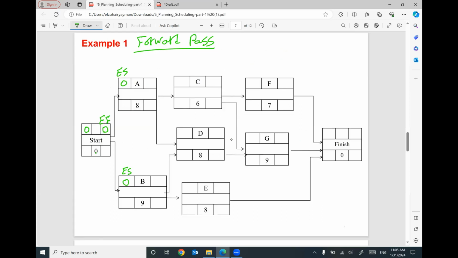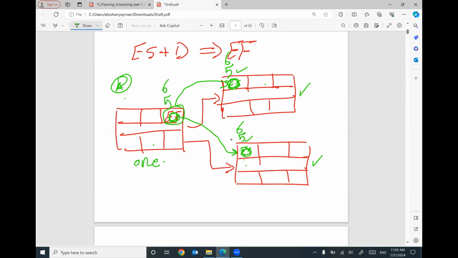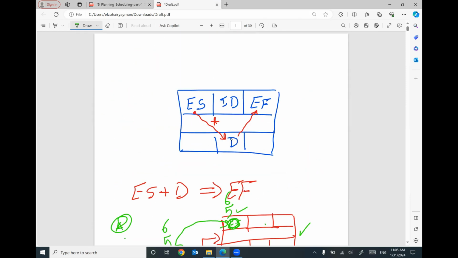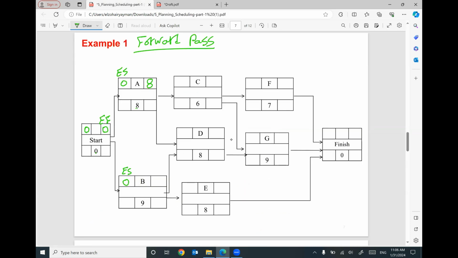That makes sense? Then for activity A, I will add early start plus duration to give you the early finish. So 0 plus 8 will give you 8. Based on this information, early start plus duration equals early finish. The same for activity B, 0 plus 9 will be 9.